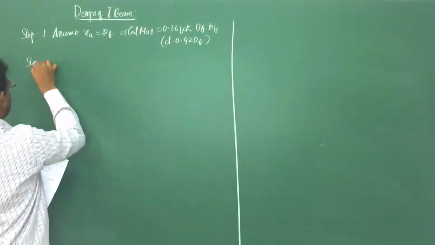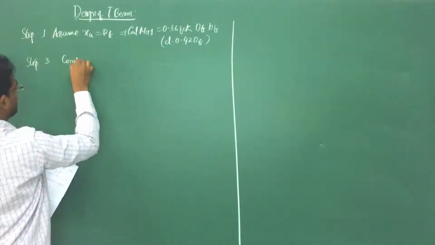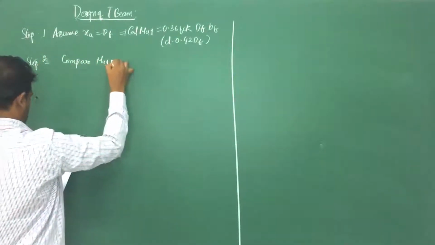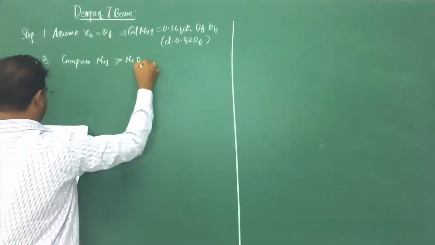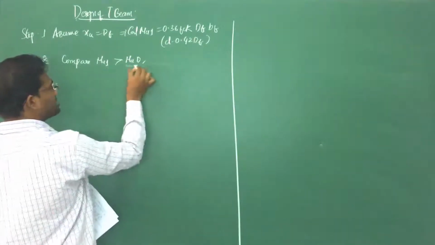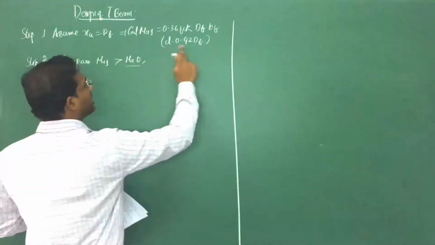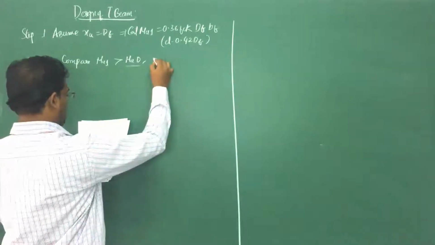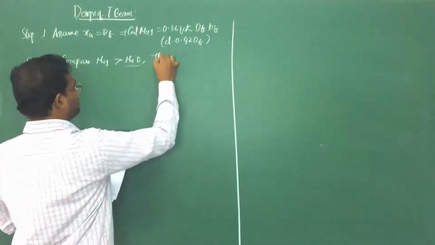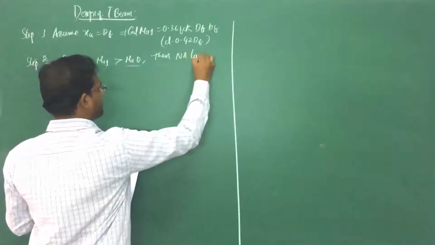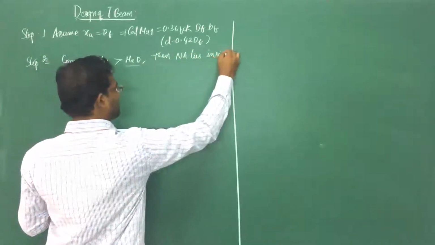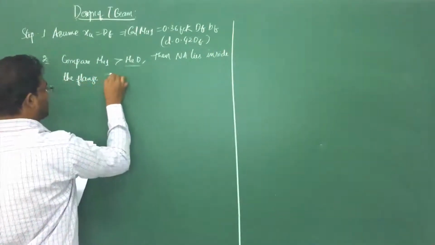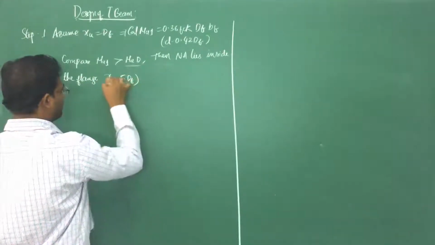In step number 2, compare Mu1 to Mud. Mud is the given design moment, Mu1 is the calculated moment of resistance for the given section. Now, if Mu1 is greater than or equal to Mud, then your neutral axis lies inside the flange, that is Xu is less than or equal to Df.